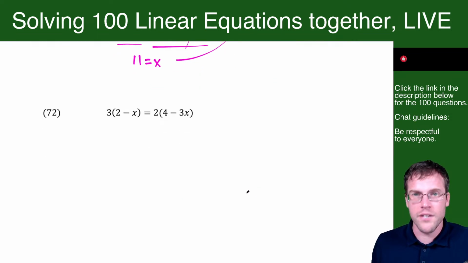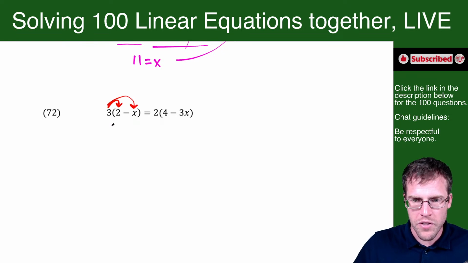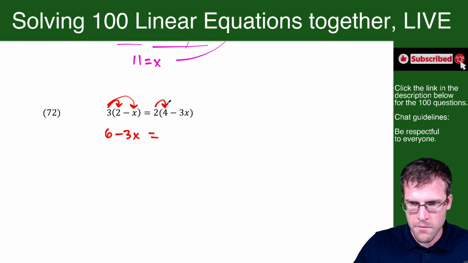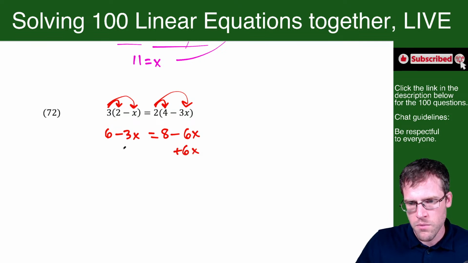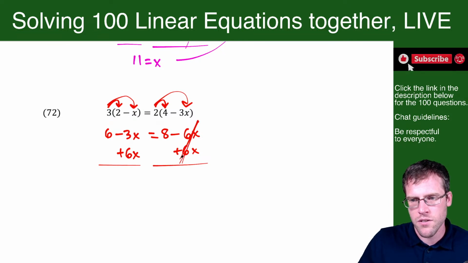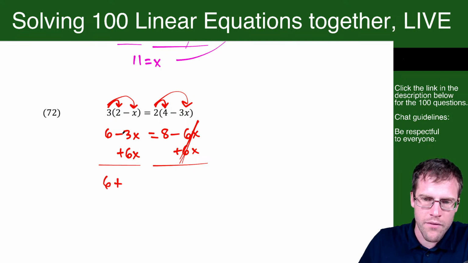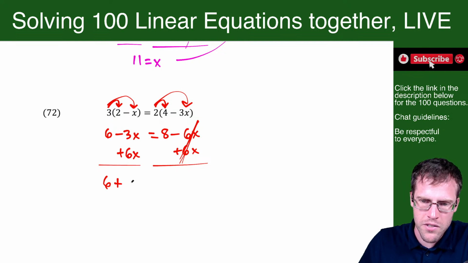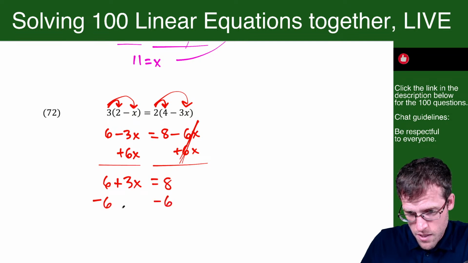So this one I'll do by distributing on both sides. So distribute the 3. We have 3 times 2 is 6. 3 times minus x is minus 3x. Equals 2 times 4 is 8. And 2 times minus 3x is minus 6x. So this one, I would go plus 6x on both sides. So minus 6x plus 6x is going to cancel because they're matching opposites. And then we have 6 plus, because we're going to have a negative 3x plus a 6x. Think of 6 minus 3 is 3, so we're going to have a 3x left over here, equals 8. And now go minus 6 on both sides.